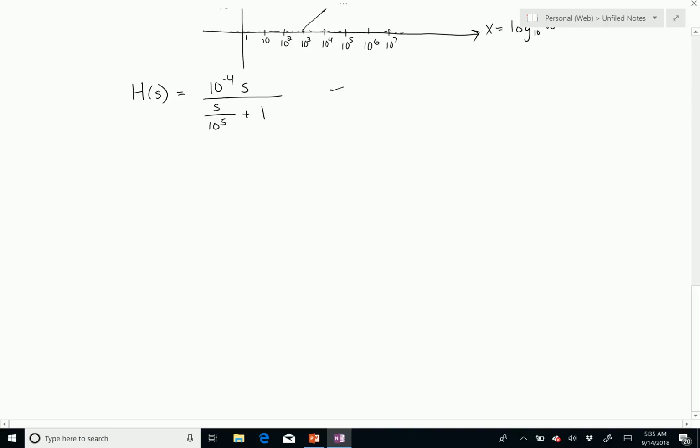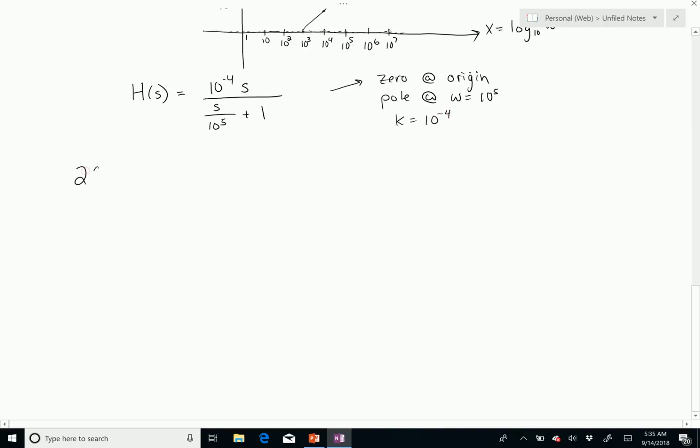So a couple of things. I see I got a zero at origin, which we haven't talked about yet. I see that I have a pole at omega equal to 10 to the 5th. Okay, so let's look at how we deal with this guy. I also see I have a k equal to 10 to the minus 4.